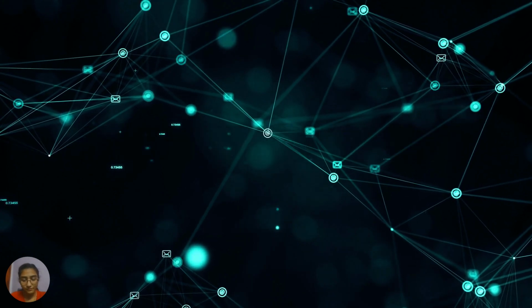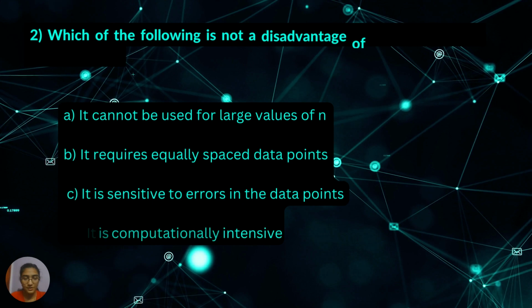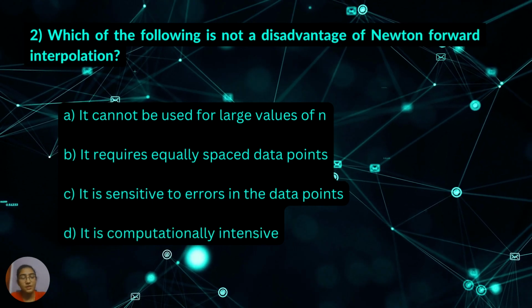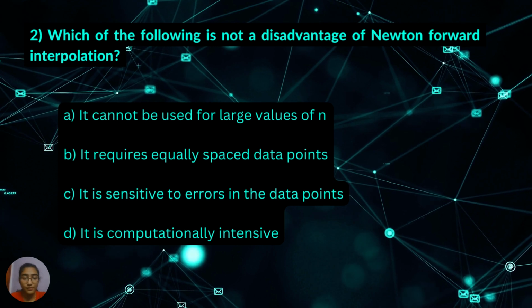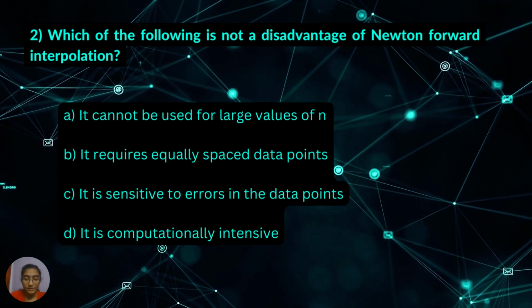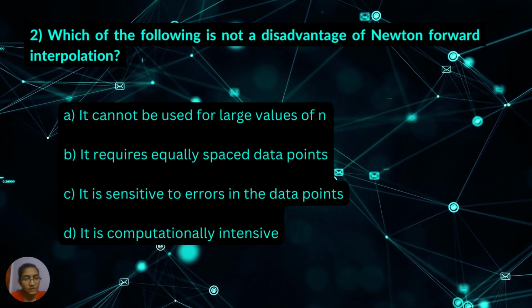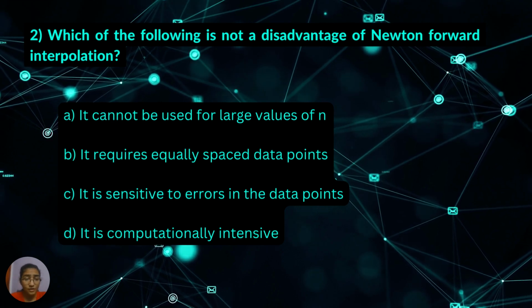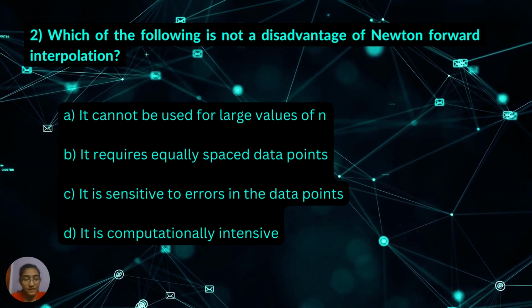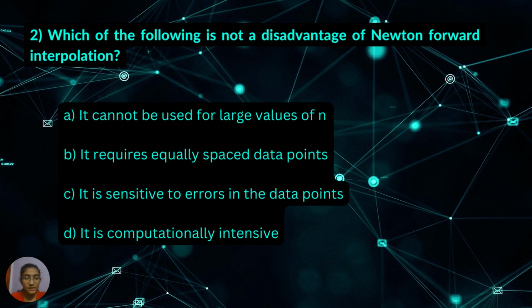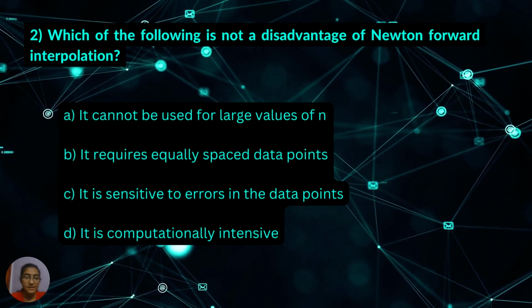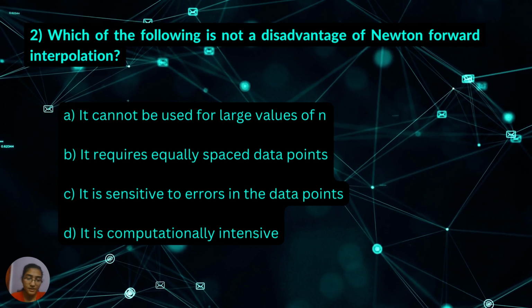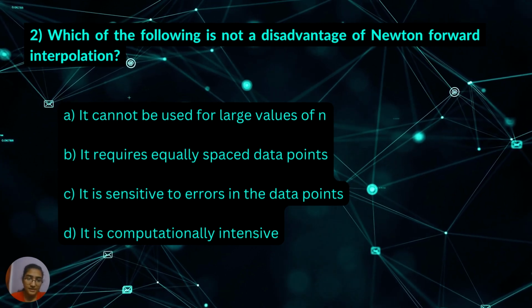Okay, now let's jump on to the next question. Which of the following is not a disadvantage of Newton forward difference interpolation? So our options are: A, it cannot be used for large values of n. B, it requires equally spaced data points. C, it is sensitive to errors in the data points. Or D, it is computationally intensive.